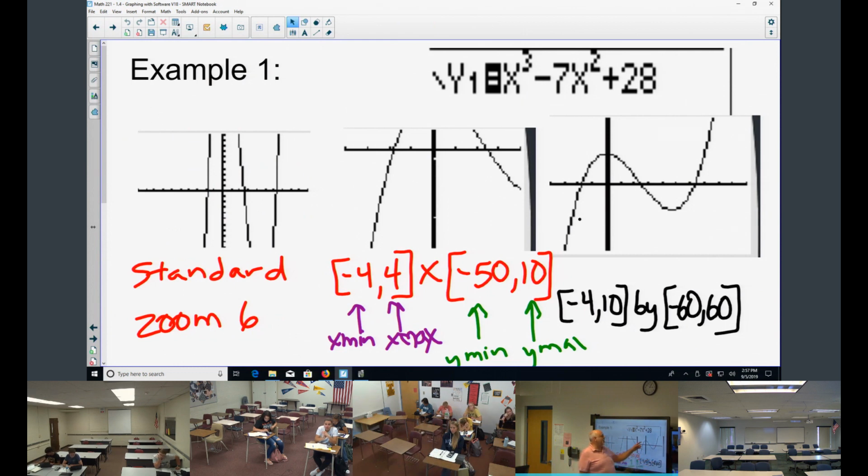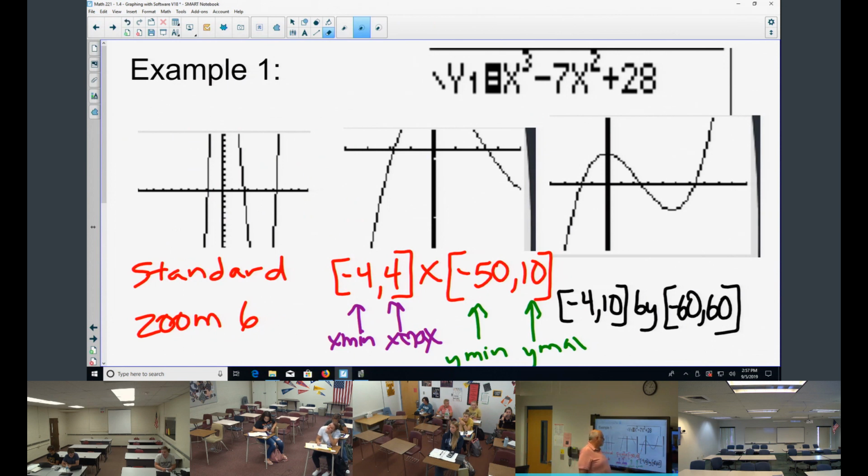Well, now I'm seeing a clearer picture of what's going on in this graph. And so, I mean, you don't want to zoom out so much that it looks like a line, but here you see all the details that you need. So this is clearly the best viewing window of the three.